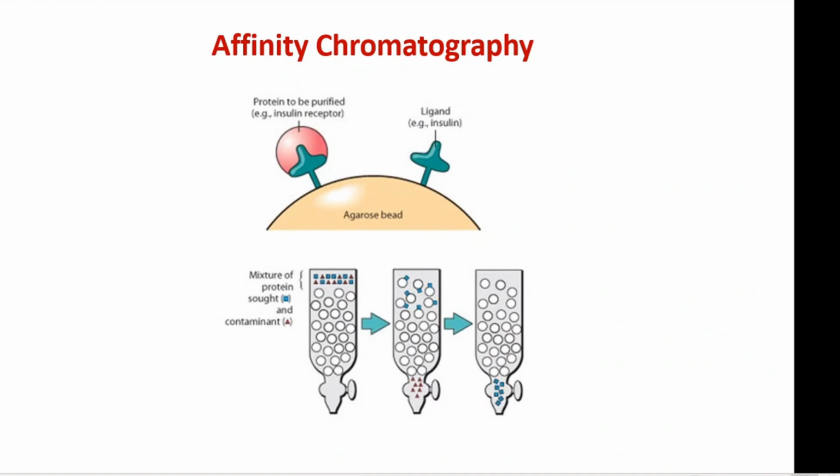Right? That is how we can isolate. So now you can have a basic idea about what is affinity chromatography. The affinity is towards the ligand. So the biological molecule has affinity towards the ligand.